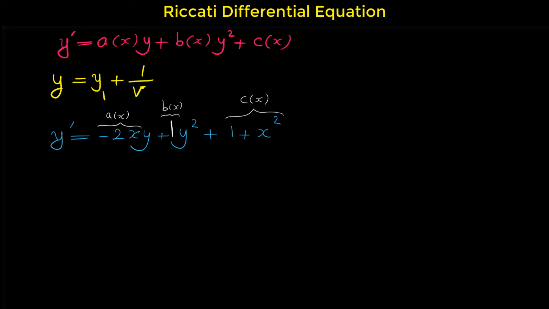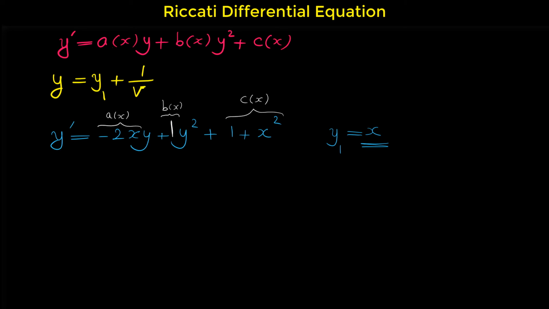For solving a Riccati differential equation, we have to have a particular solution. For this question, we are given a particular solution, y1 equals x. So the function x is a solution of this differential equation. We know this in advance. Now we want to find the general solution of this equation.